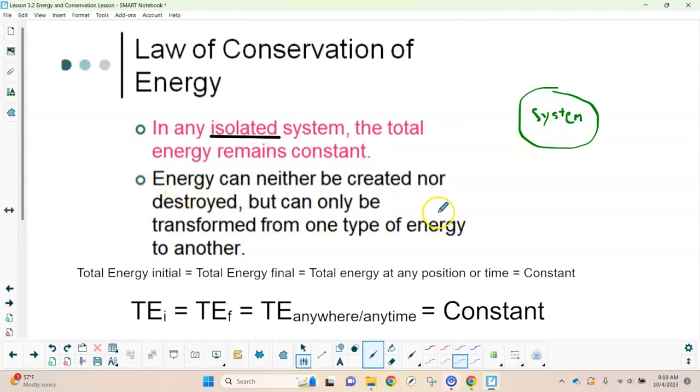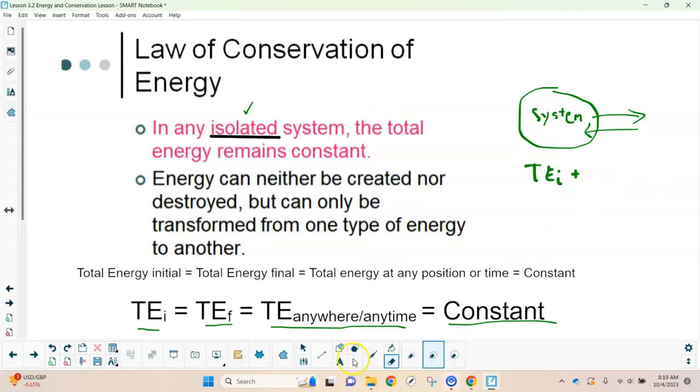Another way you've probably heard it is energy cannot be created or destroyed, but can only be transformed from one type to another. It could transfer to another type, but the total energy still stays the same. The idea is that the energy of our universe is constant, and we just have to make a good accounting of it. So total energy initial equals total energy final. We don't have to always compare the initial and final; it's anywhere at any time. It's always the same number as long as it's an isolated system. And if it's not isolated, there might be work going in or out, but the total energy initial that you start with plus whatever change in energy you have, which is the work.